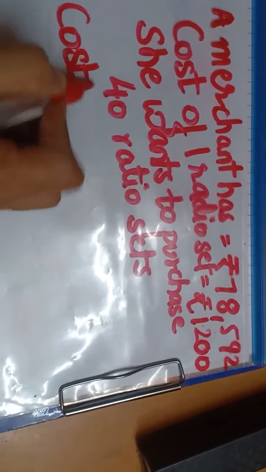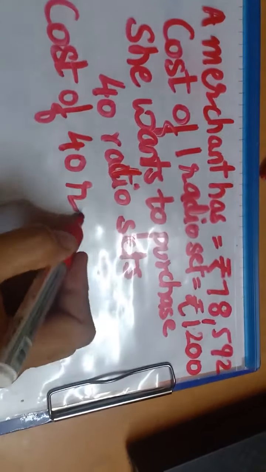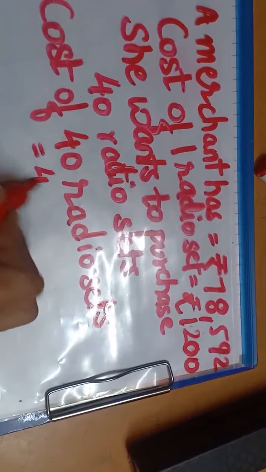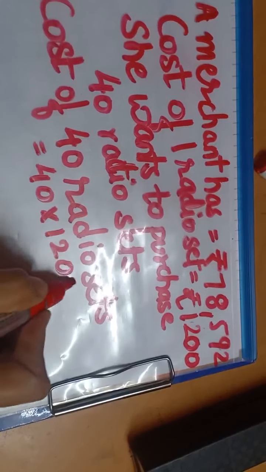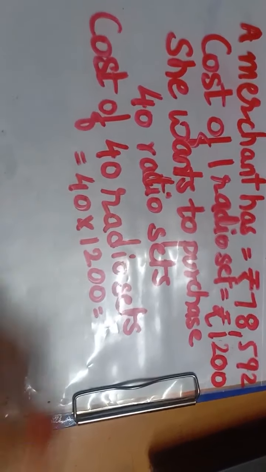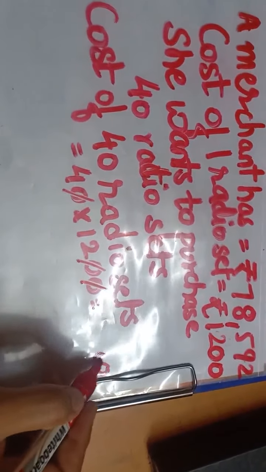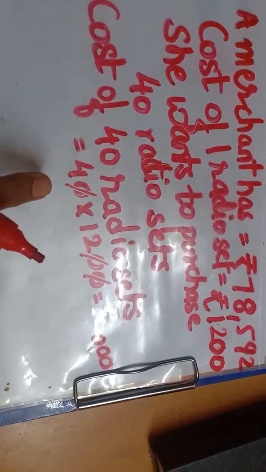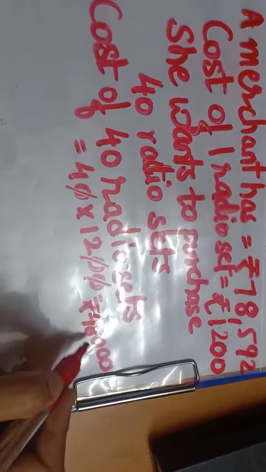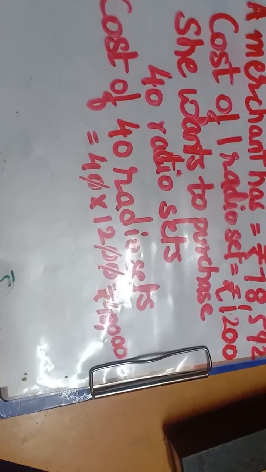So now we'll find the cost of 40 radio sets. So that would be 40 into 1200. Now I hope this multiplication you don't need to do vertically. Yes, it can be easily done horizontally. How many zeros are there at the end? 1, 2 and 3. So 3 zeros initially at the end. And now which numbers remain to be multiplied? 4 and 12. So 12 4s are 48. So this is the cost of 40 radio sets. That is 48,000.